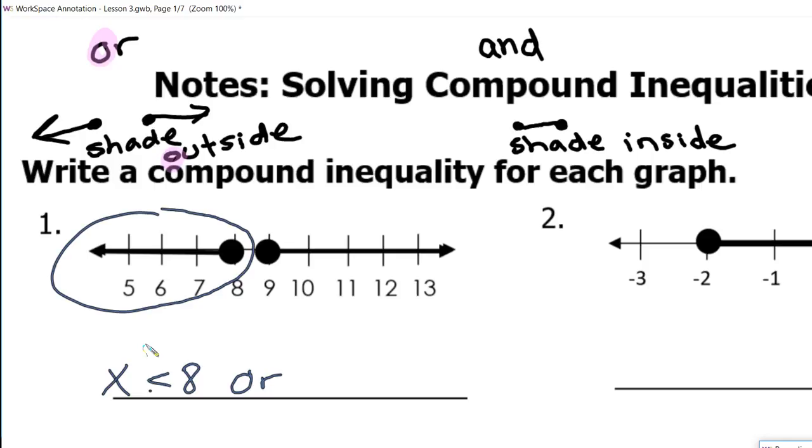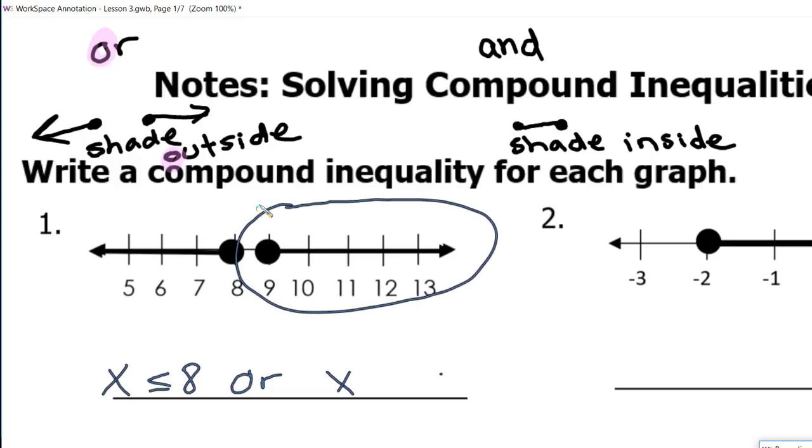Now for the second inequality, again, when you write your inequality, start with a variable. So start with X. And this is the one that we're looking at now. And the endpoint is on what number? 9. And they shaded to the right, so which way should my symbol point? To the right. And if my endpoint is closed, what else do I have to have? The equal to.